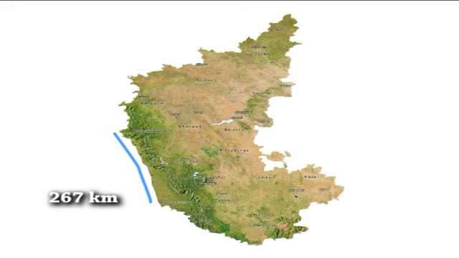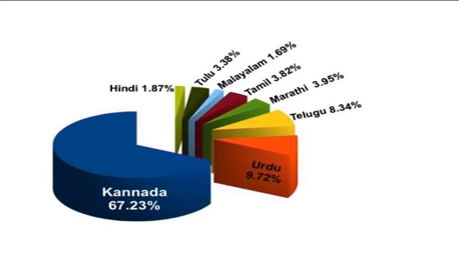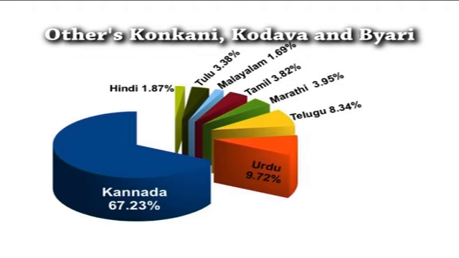Languages spoken in Karnataka are Kannada 67.23%, Urdu 9.72%, Telugu 8.34%, Marathi 3.95%, Tamil 3.82%, Malayalam 1.69%, Tulu 3.38%, Hindi 1.87%, Konkani, Kodava and Byari.